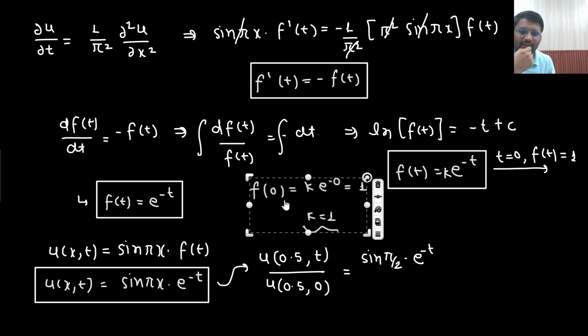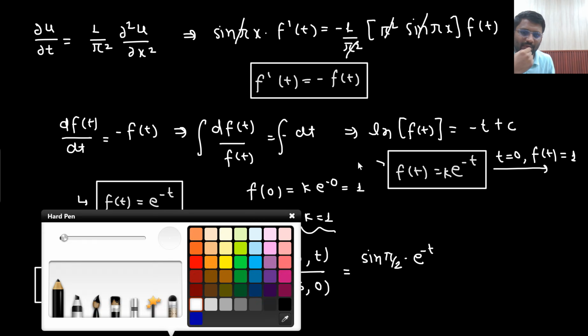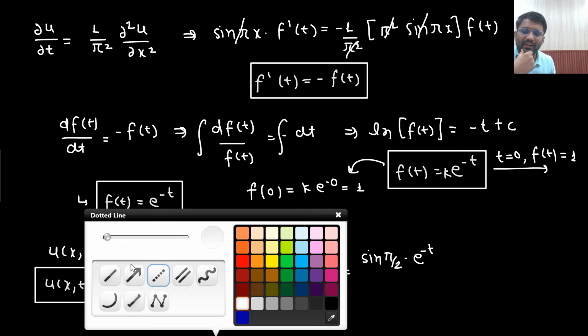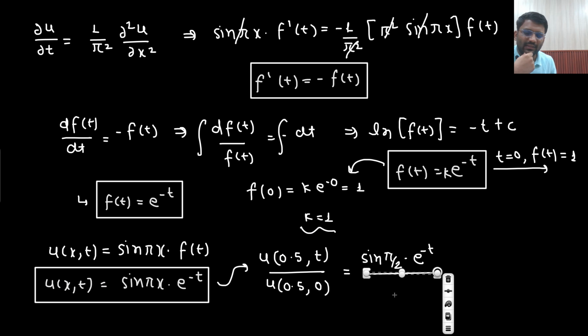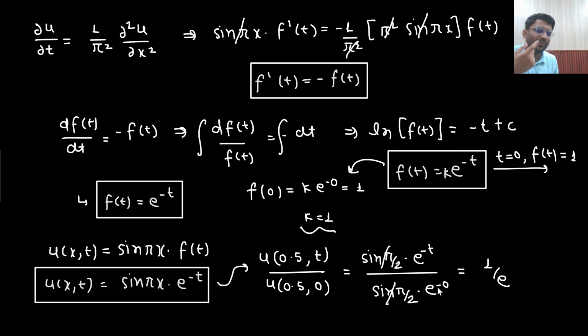Let's do one thing, let's keep it here. Okay, so from here we are putting the value divided with sin pi by 2 e to the power 0, which will be 1. Sin pi by 2 e to the power minus 0, that would be 1. So that should be equated to what? That should be equated to 1 by e. So this sin pi by 2 will get cancelled out. This is e to the power 0, that would be 1 only. So from here I can see that e to the power minus t is coming out to be e to the power minus 1. So from here the value of t is 1. That's it. This is the answer.